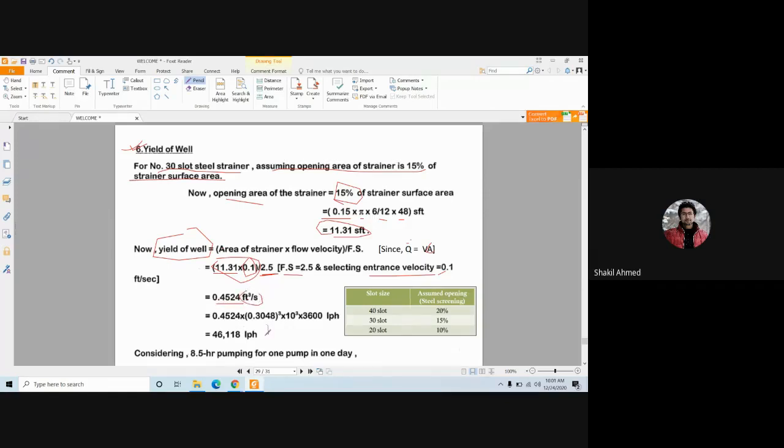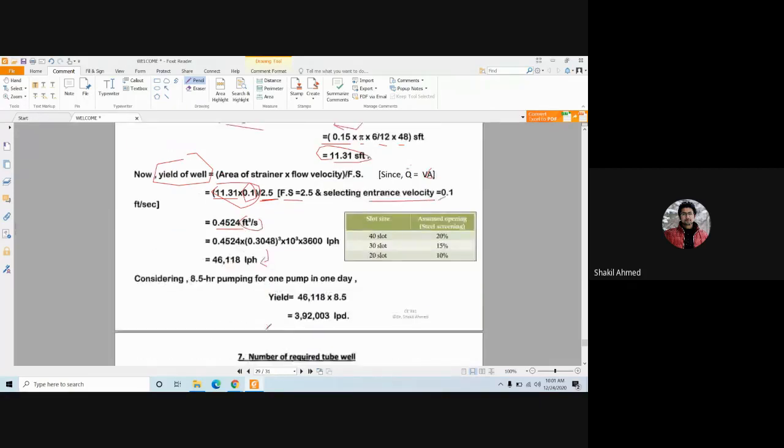And they have converted it to liter per hour. You can always convert it to liter per hour. This conversion is for feet to meter, and this is for second to hour conversion. Now, if in one day you pump for 8.5 hours, this is per hour, in each hour. Therefore, in 8.5 hours, you multiply by 8.5, am I right?